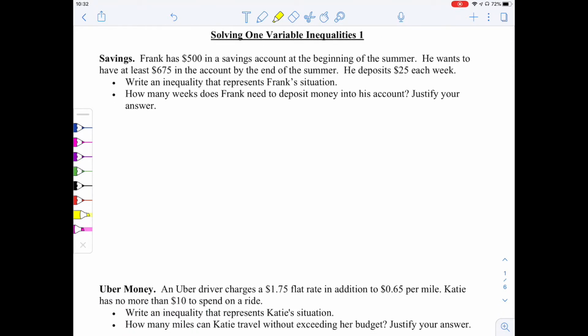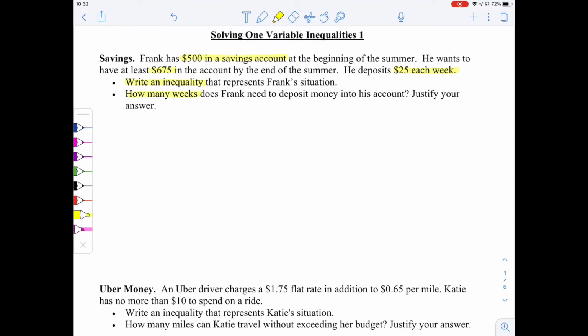So this applies. Frank has $500 in a savings account at the beginning of the summer. He wants at least $675 in the account by the end of the summer. He deposits $25 each week. Write an inequality that represents Frank's situation. How many weeks does Frank need to deposit money into his account? And then justify your answer.